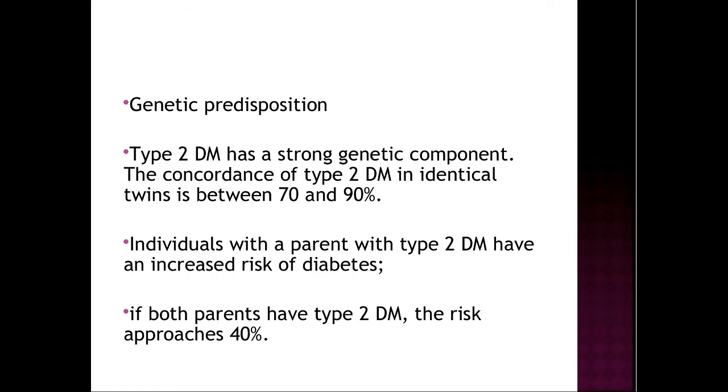When we talk about genetic predisposition, second type diabetes mellitus has a strong genetic component. The concordance in identical twins is between 70 and 90%. Individuals with a parent with second type diabetes mellitus have a terribly high risk of developing this form of diabetes mellitus. If both parents have type 2, the risk approaches 40%.